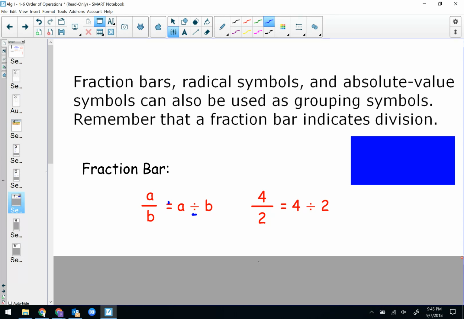Yeah, obviously, the fraction bar is just division. 4 divided by 2 is 2, right? Just remember that. And remember that it is like a grouping symbol. Okay.